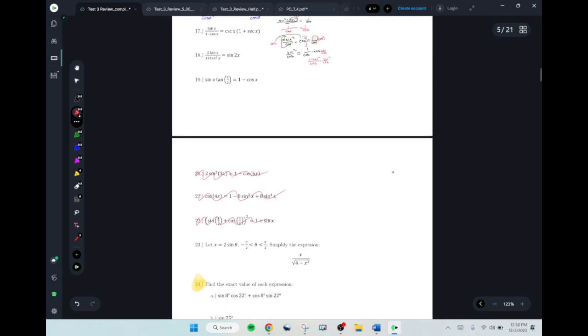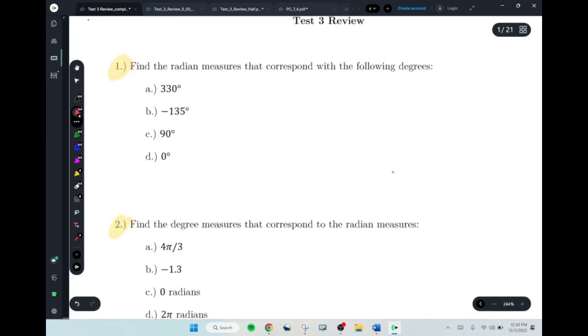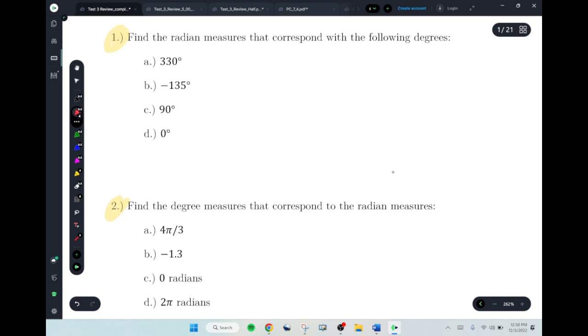Okay. Any more quick ones? Everybody good with 1 and 2? Converting from radians to degrees, and degrees to radians. Radians to degrees, times 180 over pi. Degrees to radians, times pi over 180. I don't know why I wrote pi.